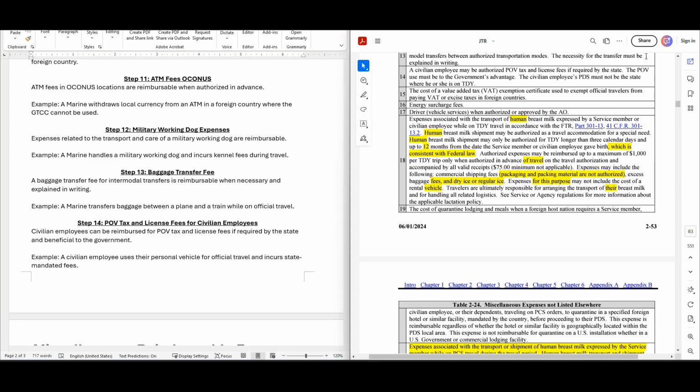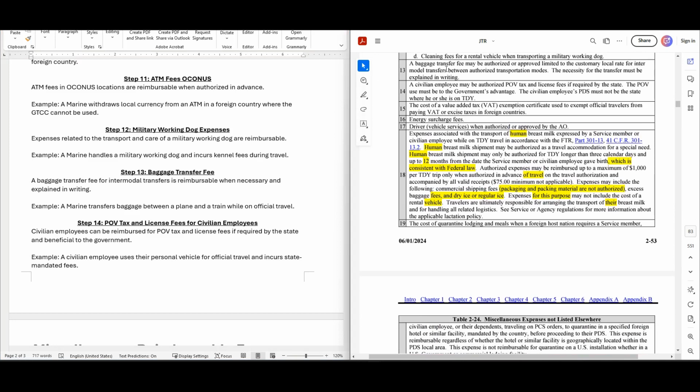Number 13, let's go back up. The baggage transfer fee may be authorized or approved, limited to the customary local fare and intermodal transfers between authorized transportation modes. The necessity for the transfer must be explained in writing.